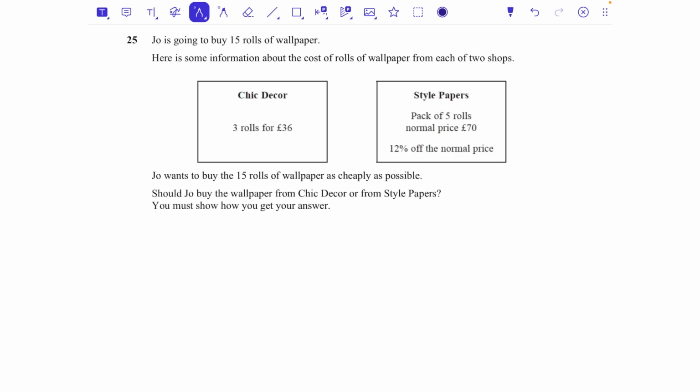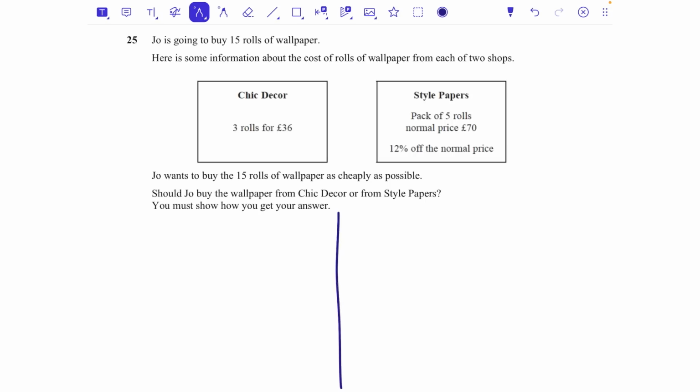Okay, question number 25. Joe is going to buy 15 rolls of wallpaper. Here is some information about the cost of rolls of wallpaper from each of 2 shops. We've got Chic Decor and we've got Style Papers. Joe wants to buy the 15 rolls of wallpaper as cheaply as possible. Should Joe buy the wallpaper from Chic Decor or from Style Papers?